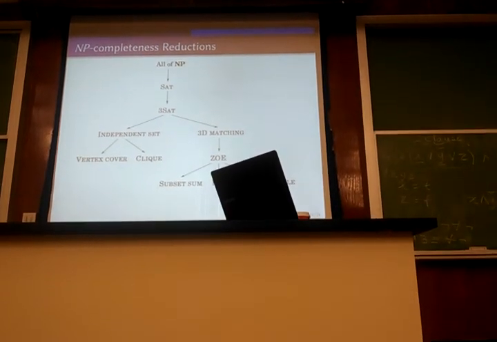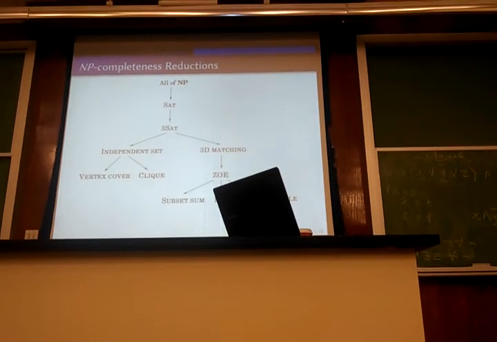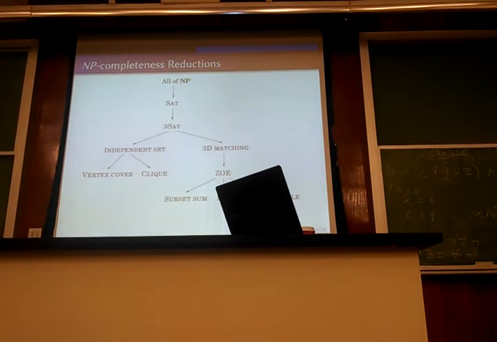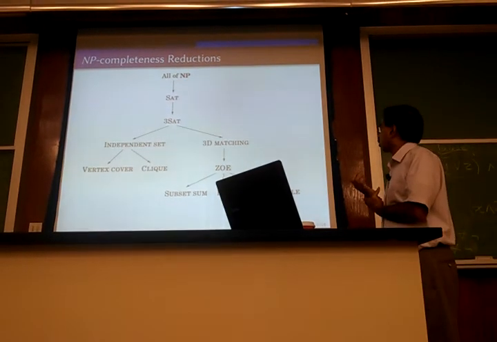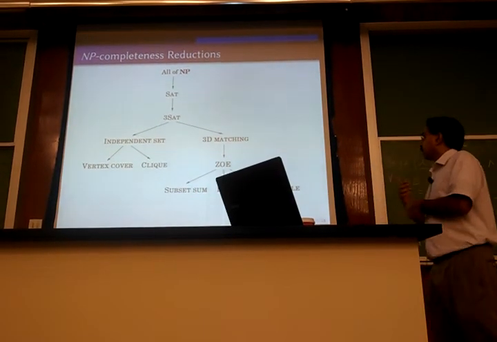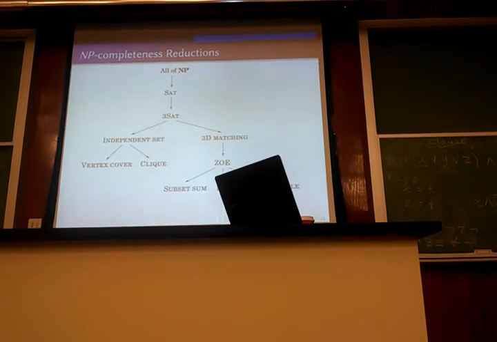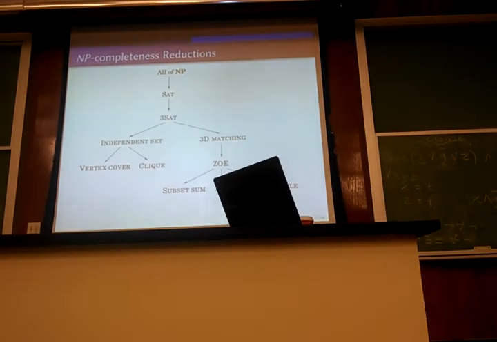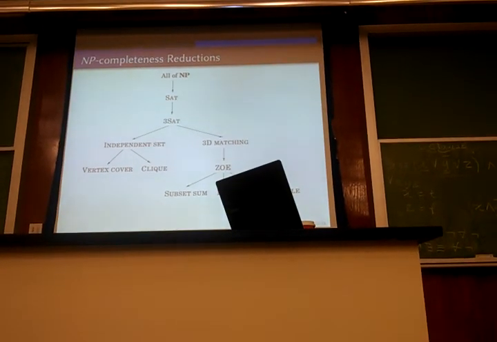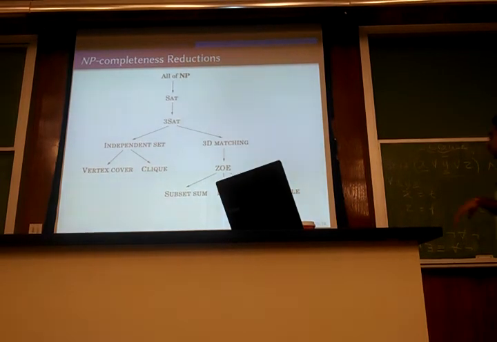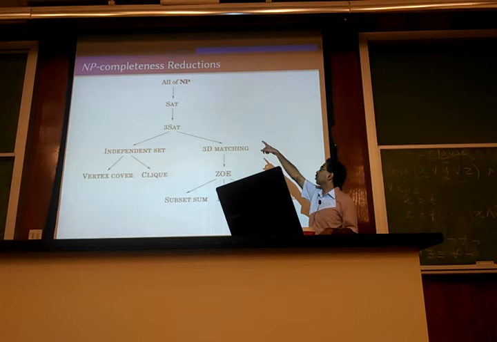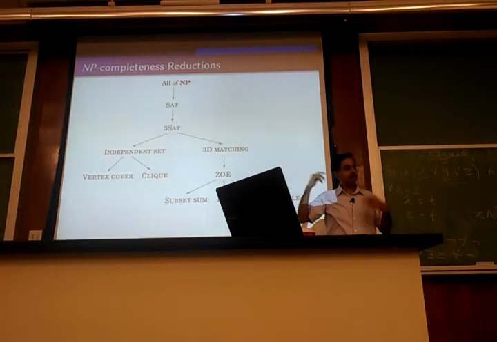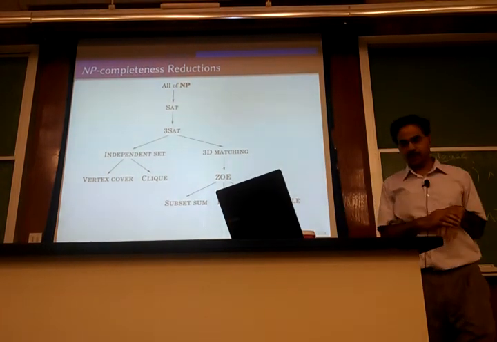So these are some of the reductions that we will try to discuss to some extent. All of NP, we already discussed how to convert that into SAT. SAT to 3-SAT and a few other reductions we will show. The arrow here shows the direction of reduction, right? So all of NP, how to reduce it to SAT, I gave you some intuition.